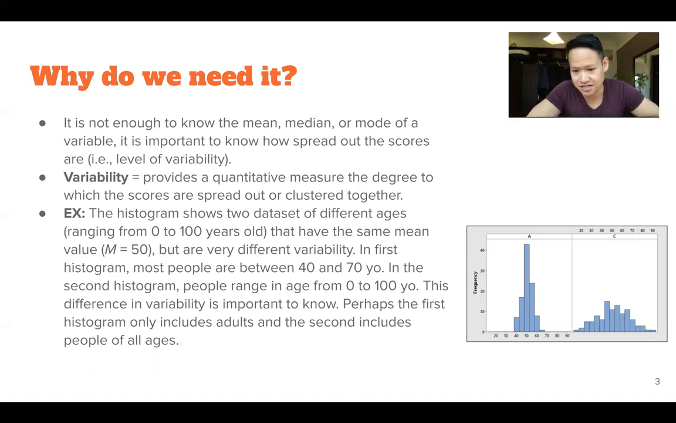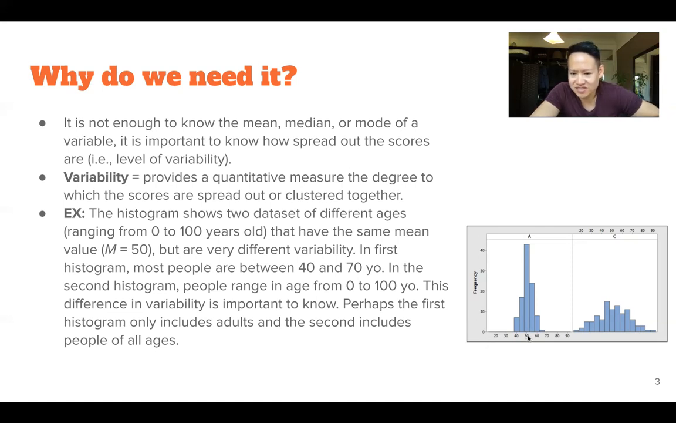To look at an example of this, look at the bottom right figure and imagine these are two data sets. The first data set is on the left side, and the second data set is on the right side. Imagine the x-axis goes from 0 to 100 and represents ages, and the y-axis goes from 0 to 50. Frequency is the number of people.